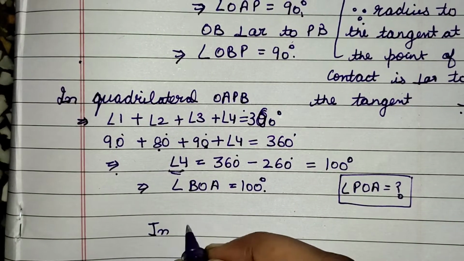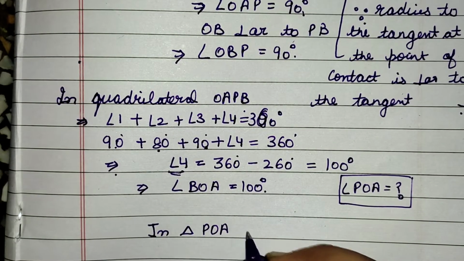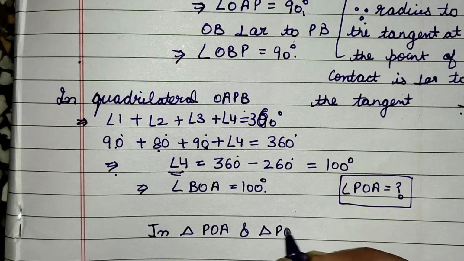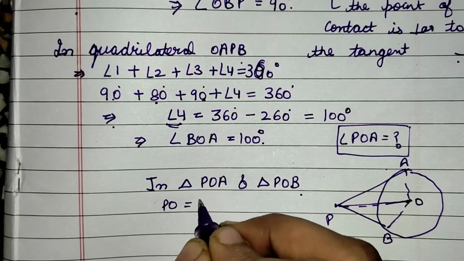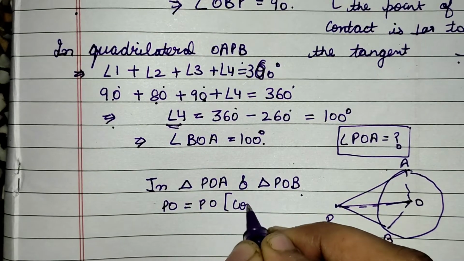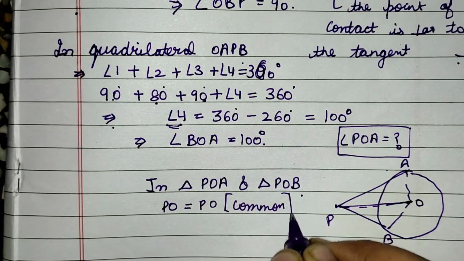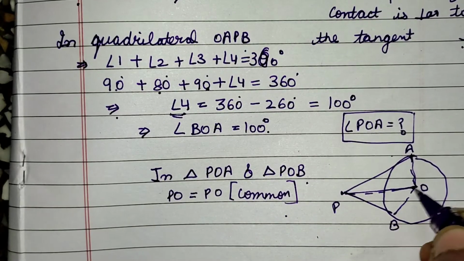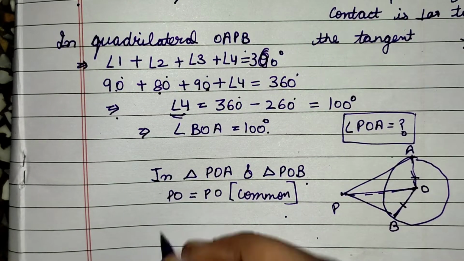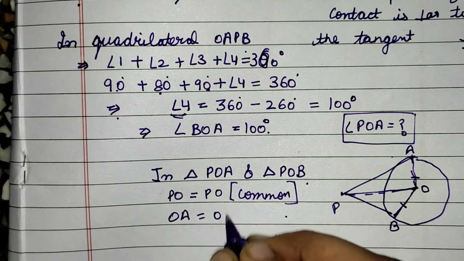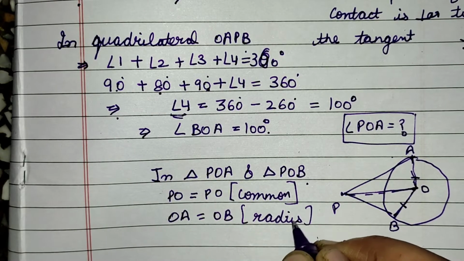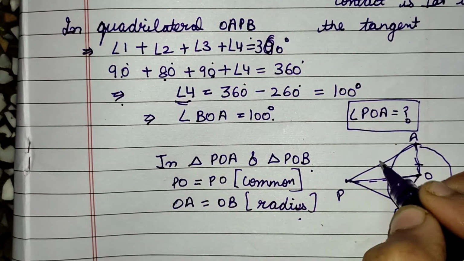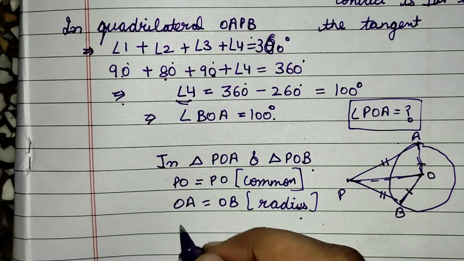So in triangle POA and triangle POB, you can see that PO is common, PO is equal to PO, right? And OA and OB are equal. Why? Because both are radii of the circle, and the radii of a circle are equal, right? Next, PA and PB are also equal.